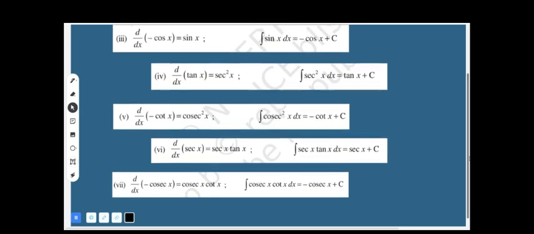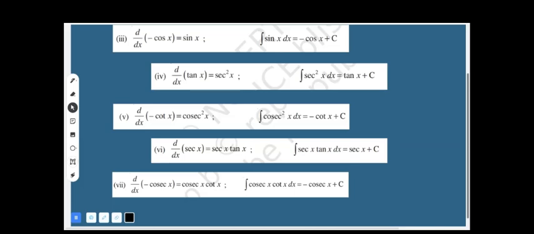Then differentiation of minus cot x is cosecant square x, and integration of cosecant square x is minus cot x plus c. Then derivative of secant x is secant x tan x, and integration of secant x tan x is secant x plus c. Then differentiation of minus cosecant x is cosecant x cot x, and integration of cosecant x cot x is minus cosecant x plus c.